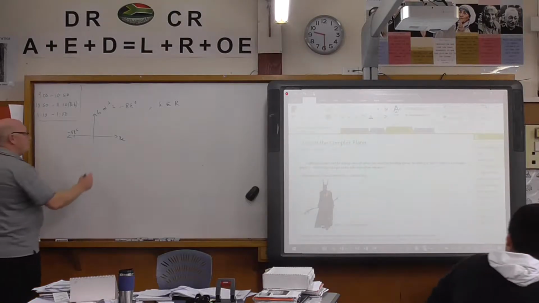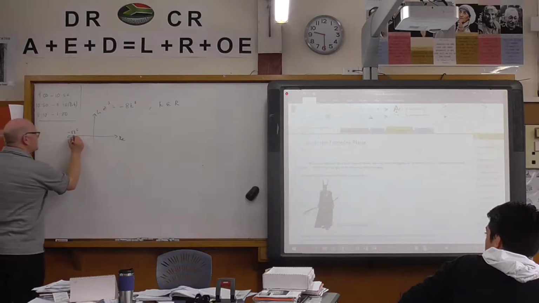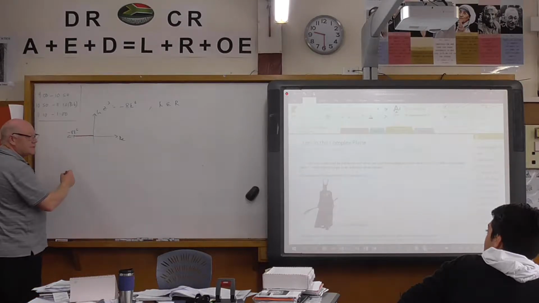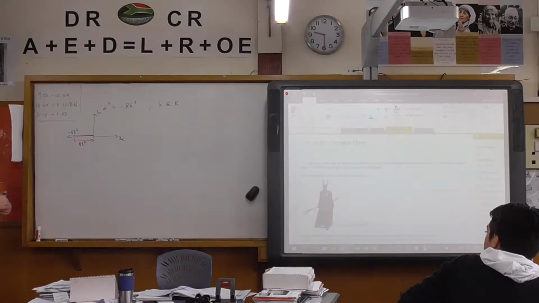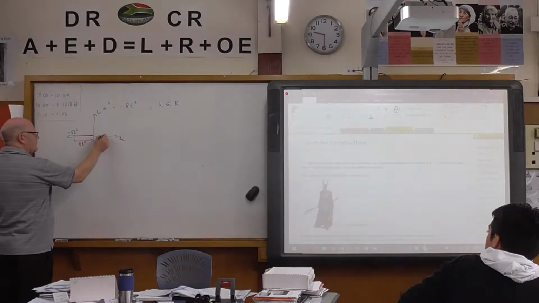Yeah. Therefore, what's the modulus? What's that distance? 8k to the power of 6. That's the distance, whatever that happens to be. And what else do we know? The argument must be pi.